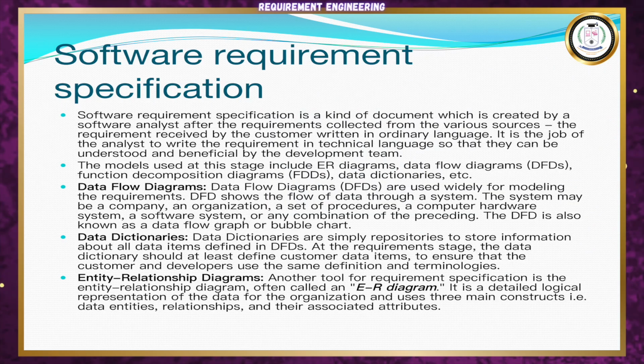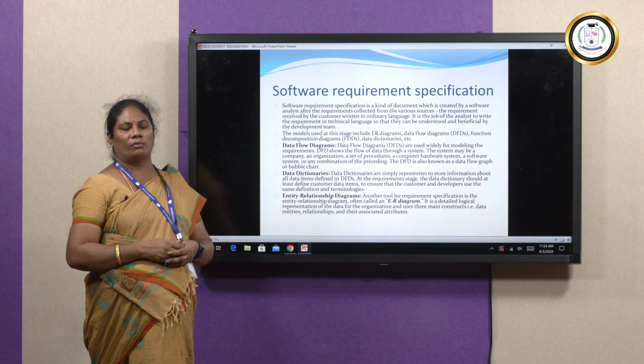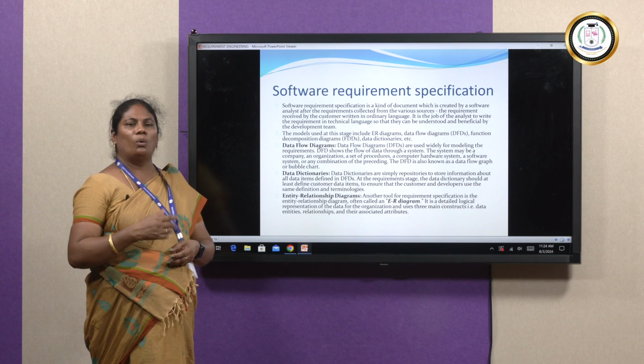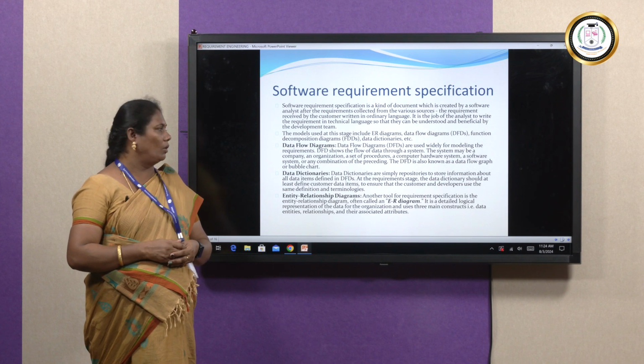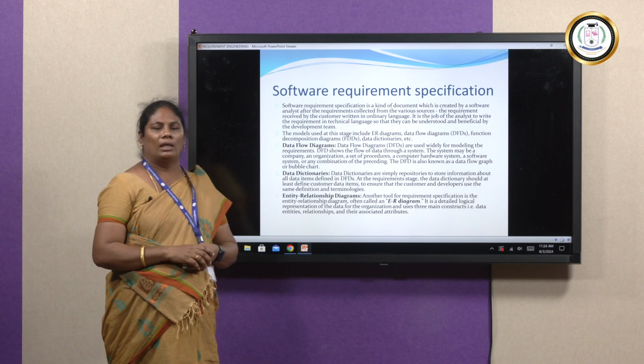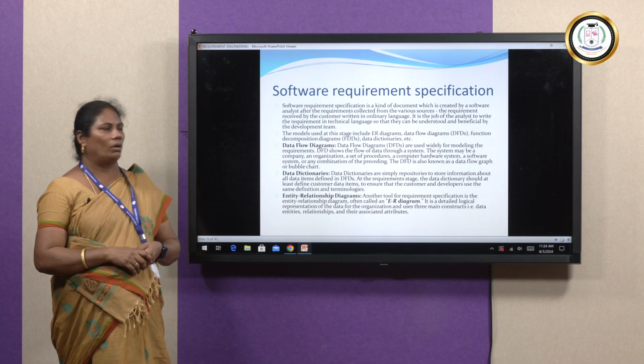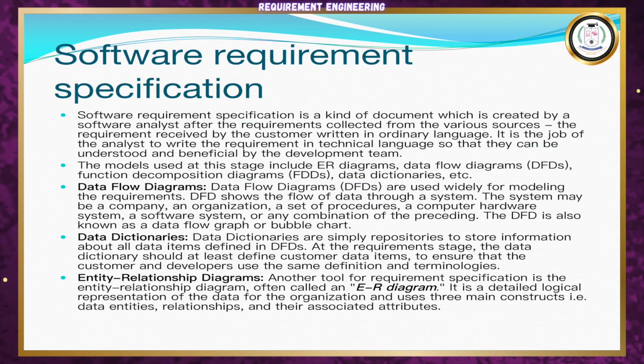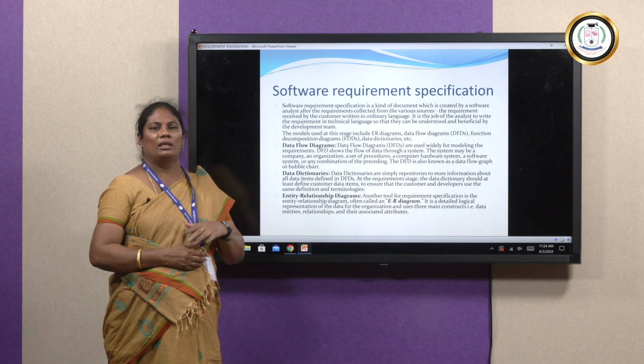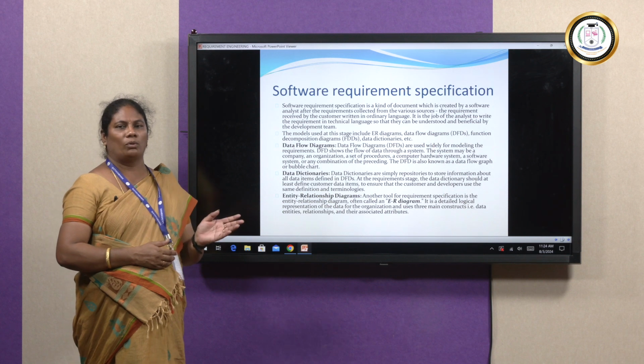Then the software requirement specification. Specification is totally documentation; it is purely about creating the documentation. The documentation follows three methods: the data flow diagram, the data dictionary, and the entity relationship. The data flow diagram shows the flow of data in the project.